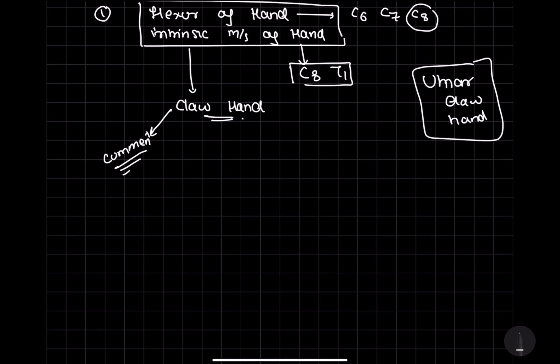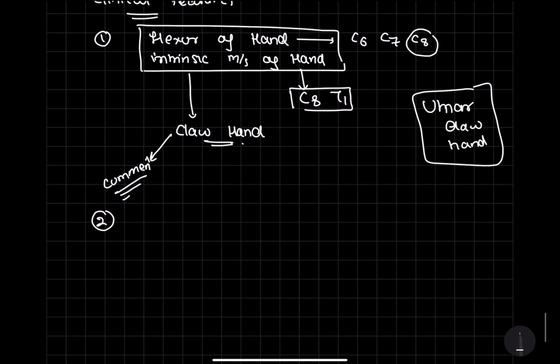Second would be, now your motor function is affected. Correspondingly, your sensory function will also be affected. So there will be loss of sensation.